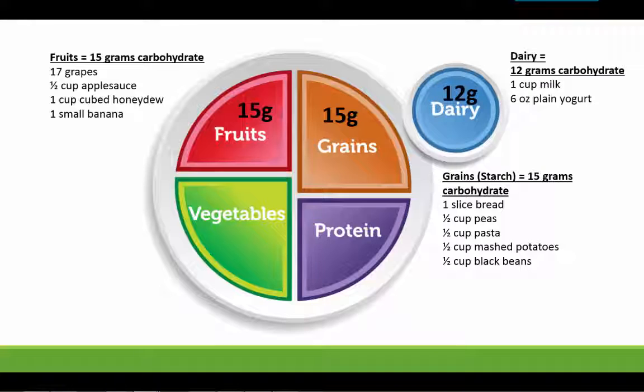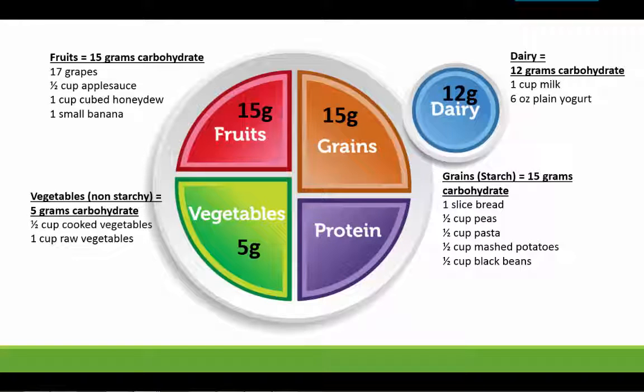The dairy group has a slight difference. This group is adjusted to 12 grams of carbohydrate for one serving. They chose to do this so they could keep the serving size 1 cup. It wouldn't make a lot of sense for the serving size to be 1 1/4 cups of milk. Note that this group only includes milk and yogurt. Cheeses are included in the protein group.